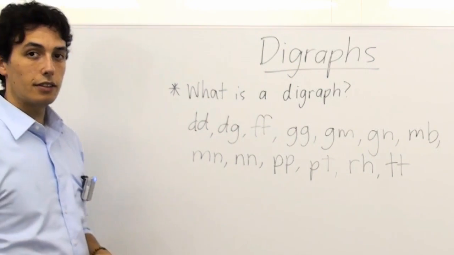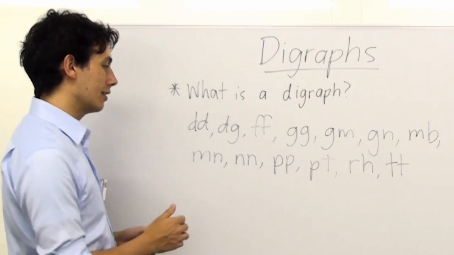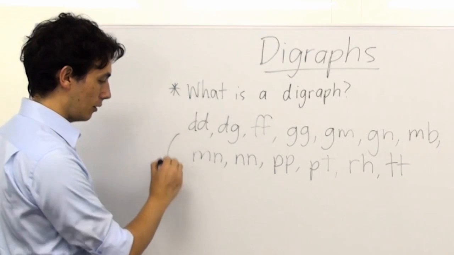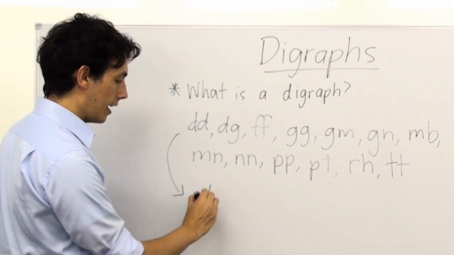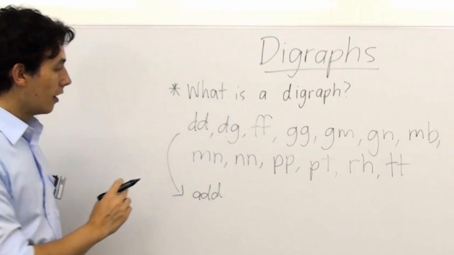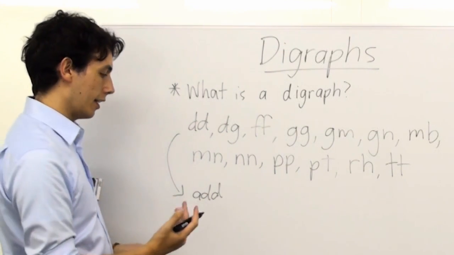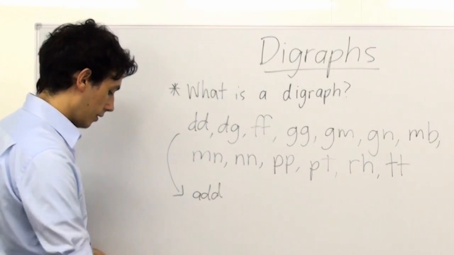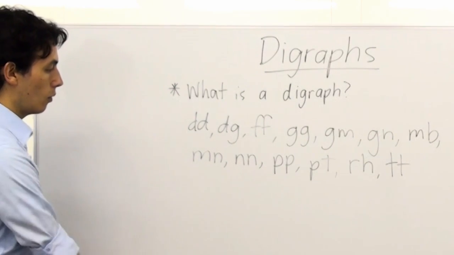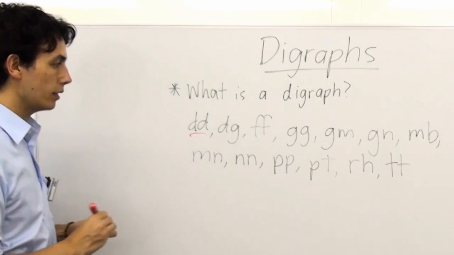So for double D, we have just a D sound. So it just sounds like one D. So for example, add. So it's not added it, just add. So just one sound. I'll just put red under the ones that have one sound.